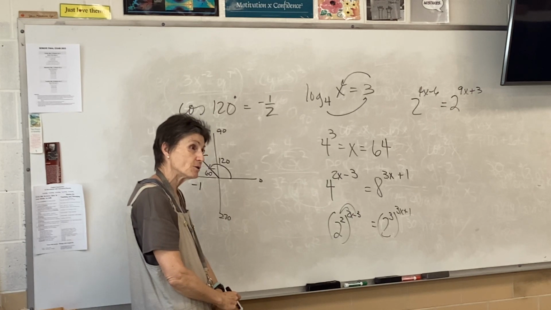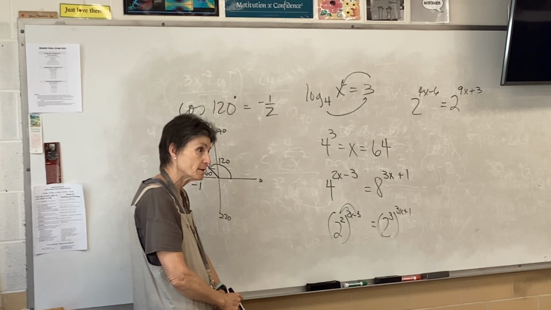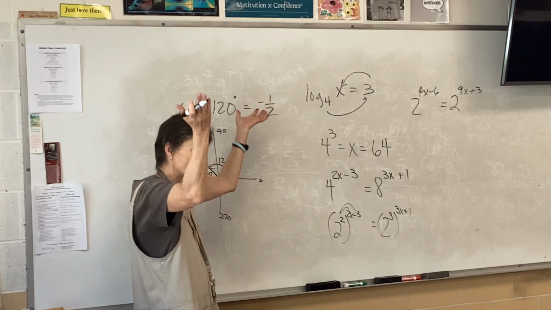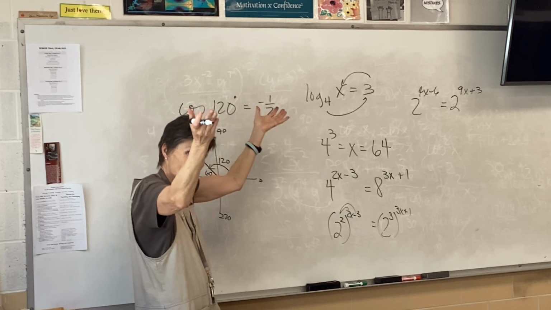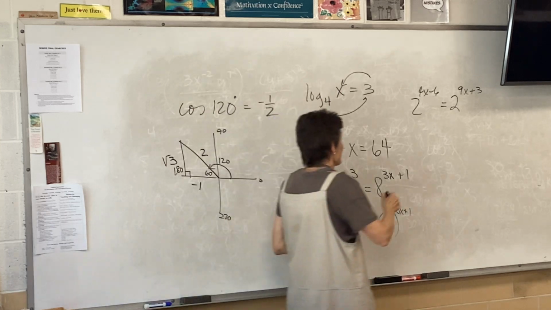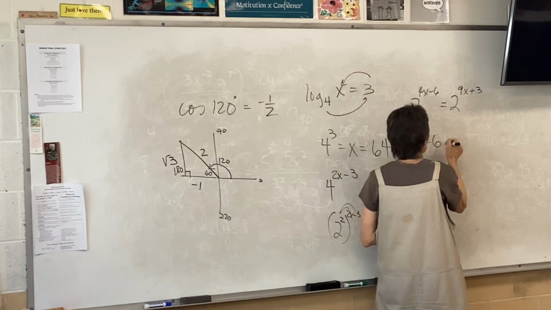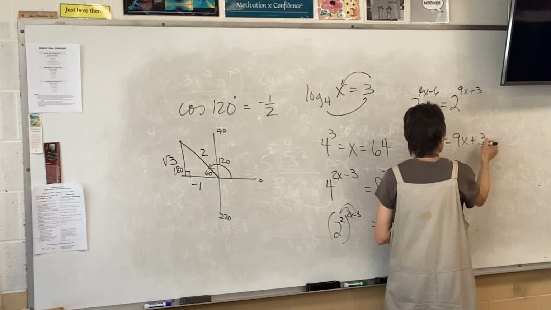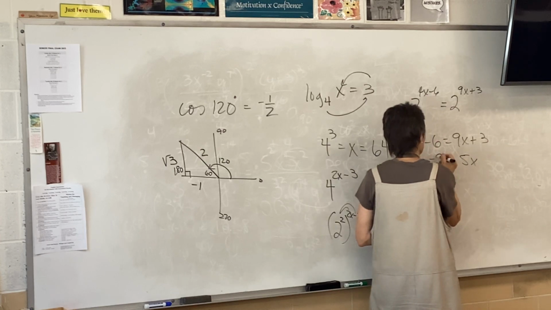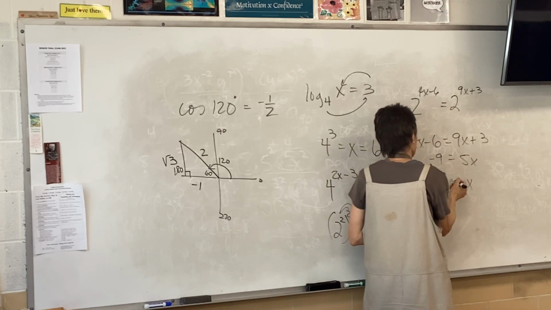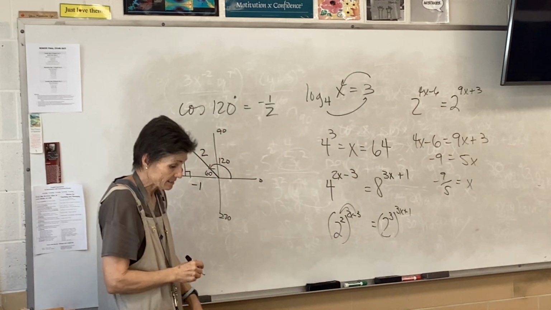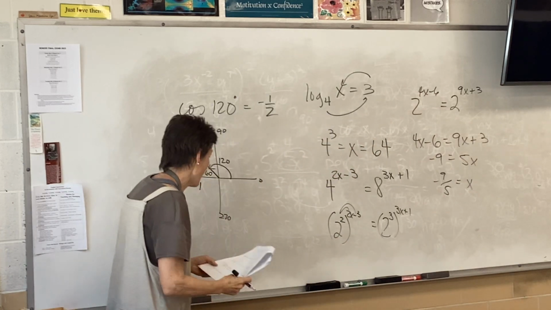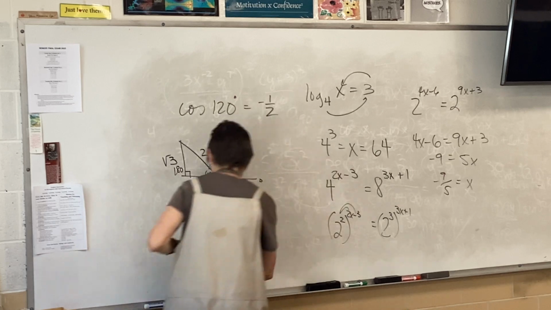Now, what do you think we can do now? Common sense, logic. If 2 to this is 2 to this, then aren't these the same? So 4x minus 6 equals 9x plus 3. Then just solve it like a regular equation. So it looks like, if I did my math right, x is negative 9/5.